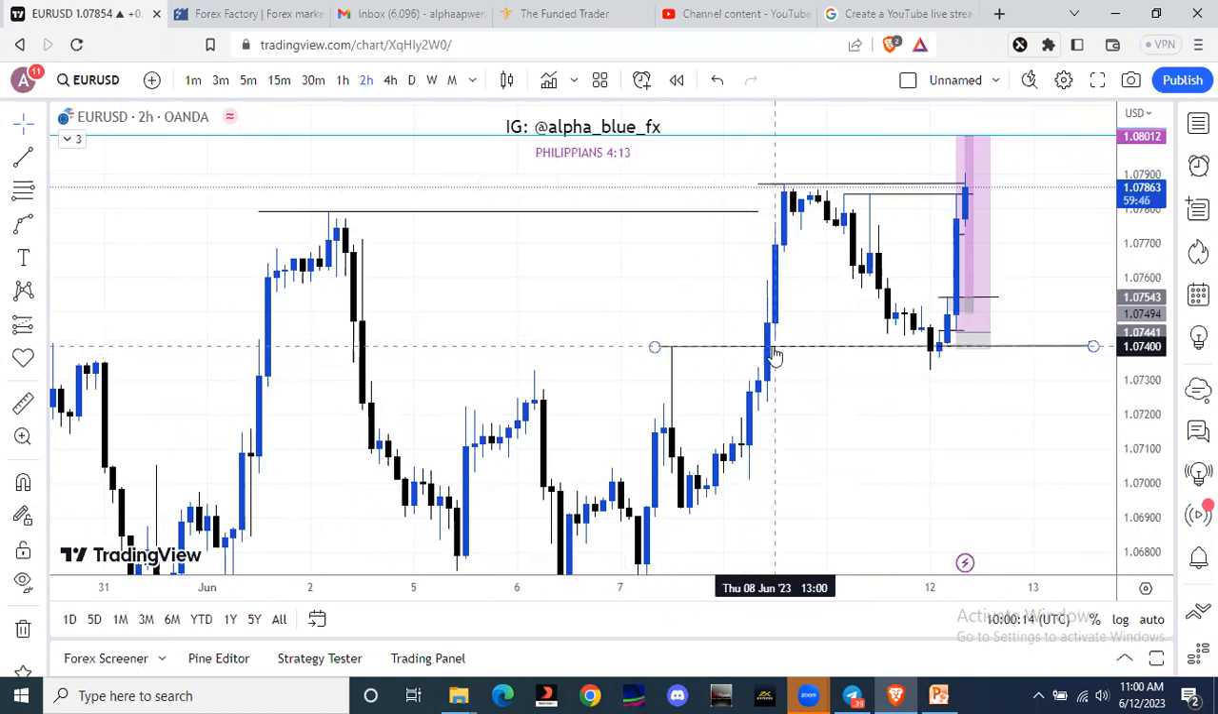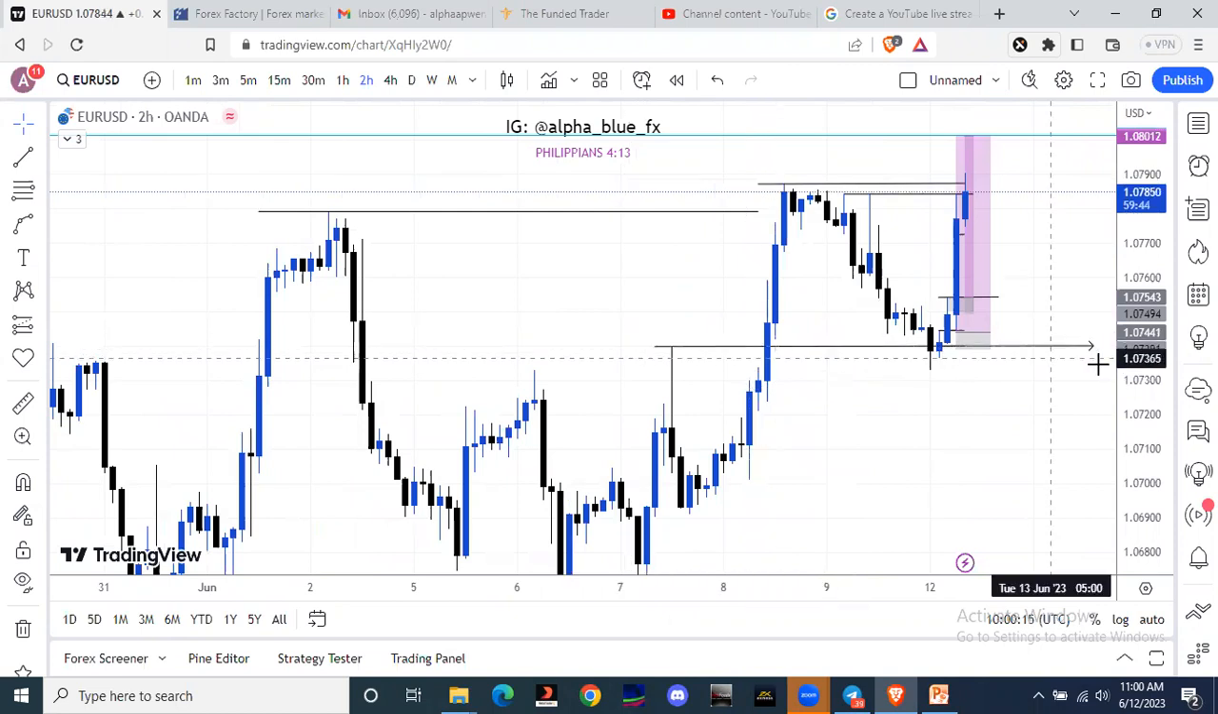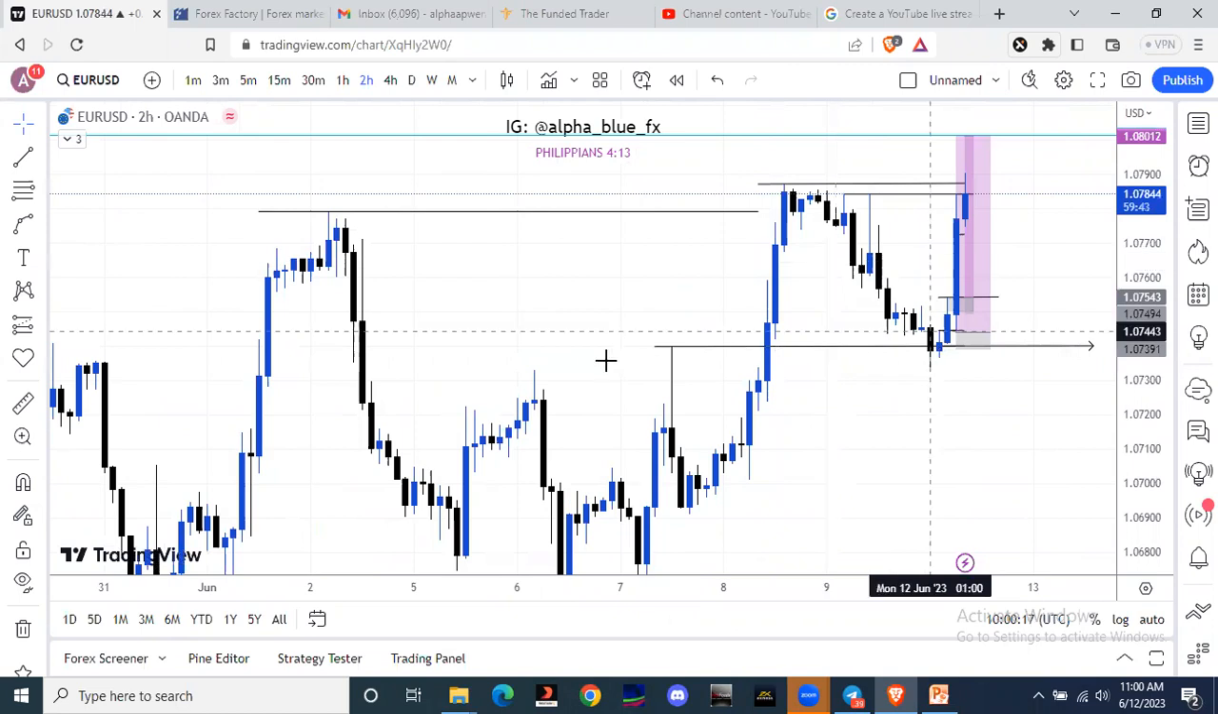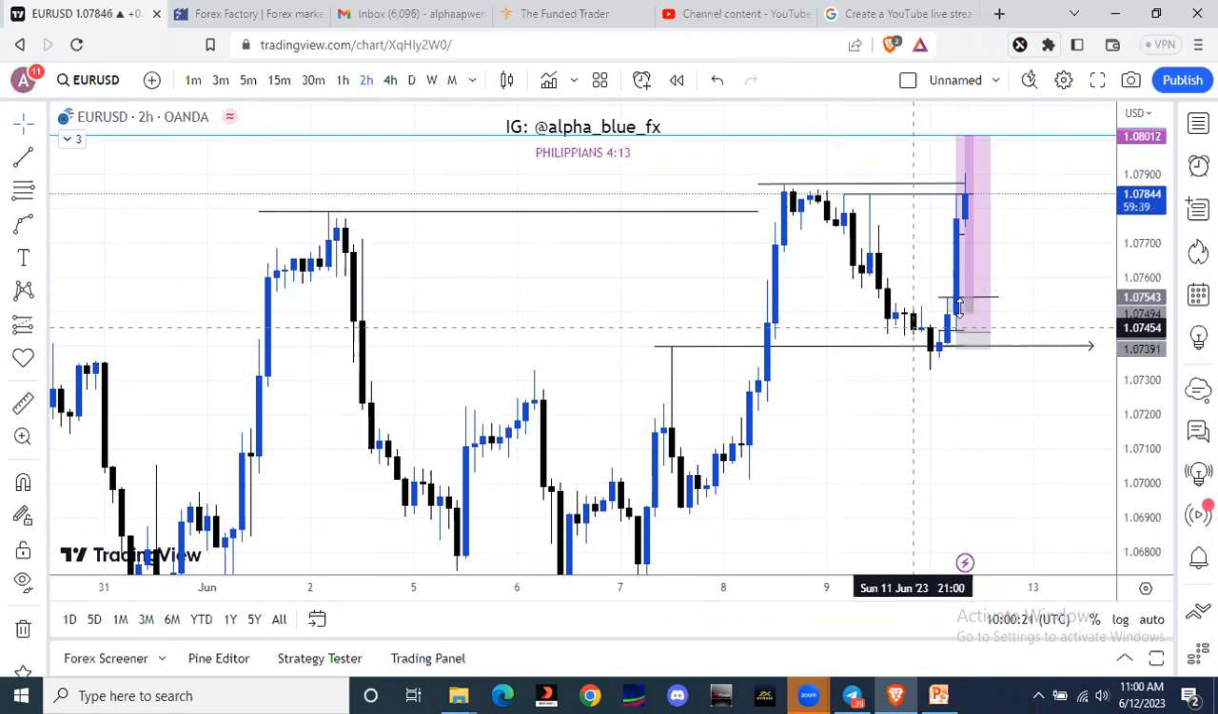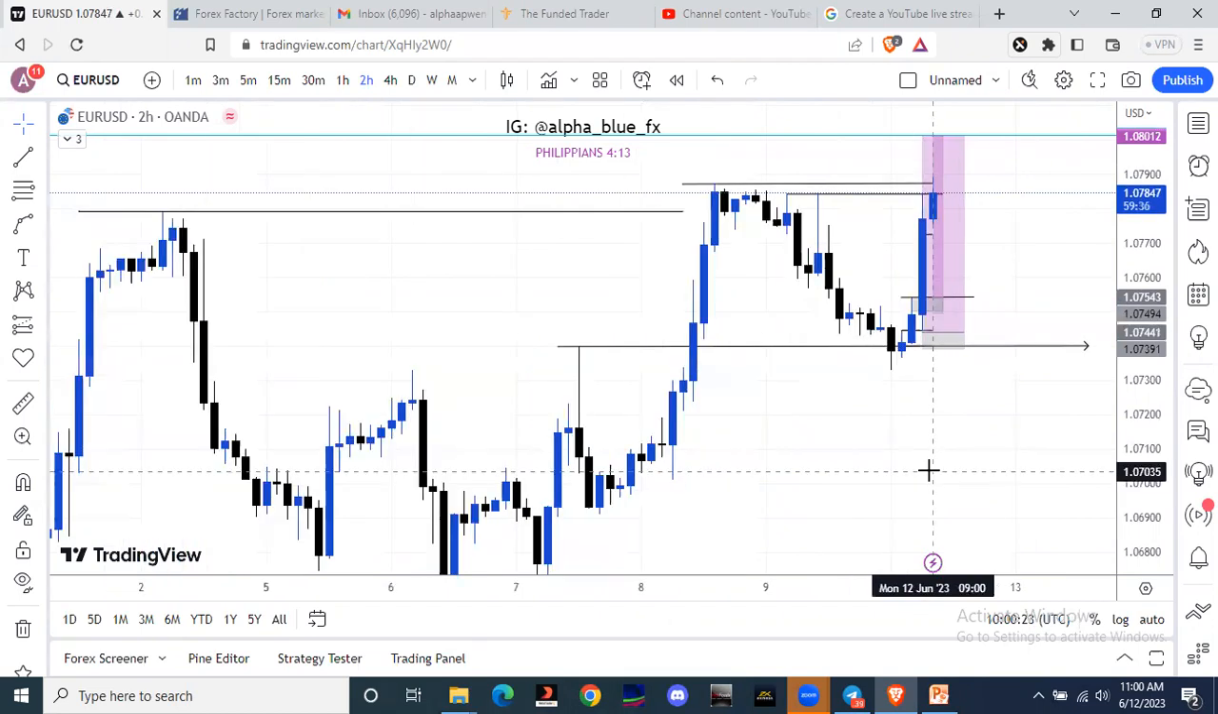Once you get to the place, you can then extend it to the right. So when price comes back to that place where it broke structure, then we could see a reversal. So that is just the concept of breaker block.